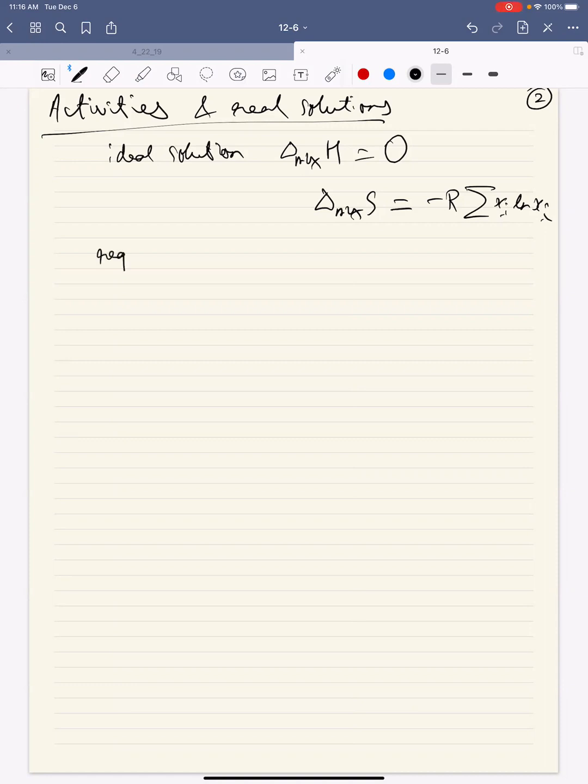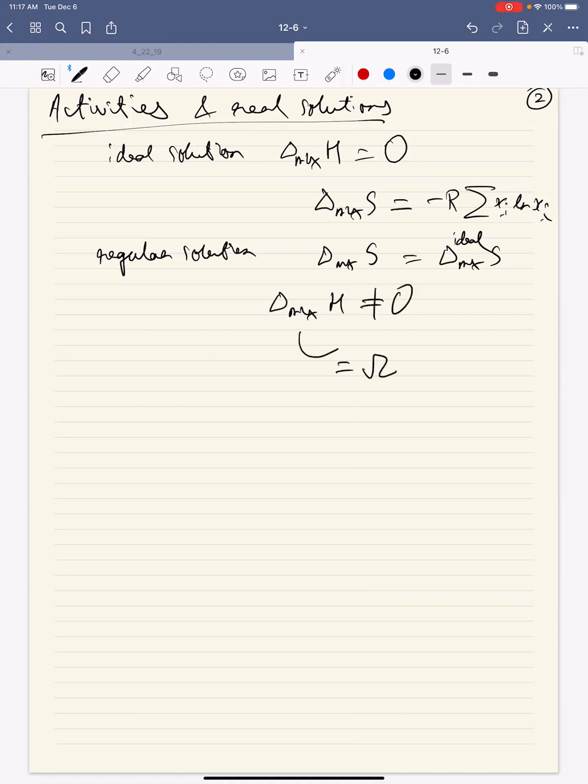Then we went to a regular solution and we said, well, let's keep delta mixing S the same as delta mixing S for an ideal solution, but let's allow delta mixing H to be non-zero, right? And here this turned out to be omega. And again, if you forget the expression, how should we write it? What should it depend on? Product of XA and XB, right? That's the simplest thing you can think of because it cannot just depend on XA alone. It cannot depend on XB alone. So this is the first thing you can think of. So this was our enthalpy of mixing.